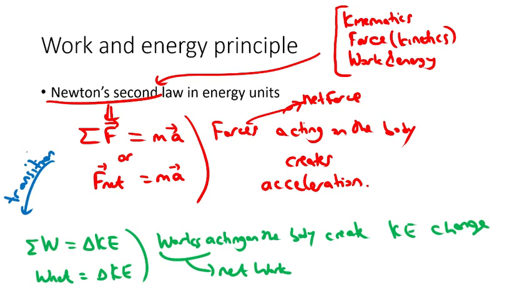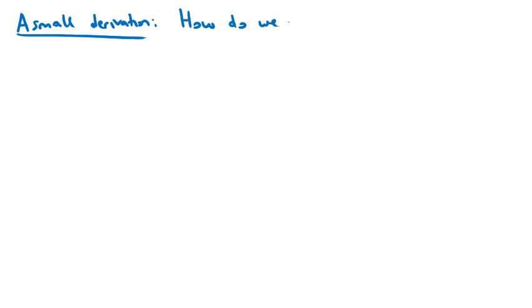But let me show a little bit of derivation on how we get it. I will not show the complete derivation because it will take a good amount of time. I will only show how we move from MA to kinetic energy. So let me add a small derivation. The question is: how do we move from MA to kinetic energy change? This is the question that we need to answer, and let's start one by one.